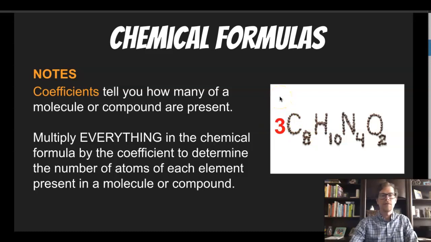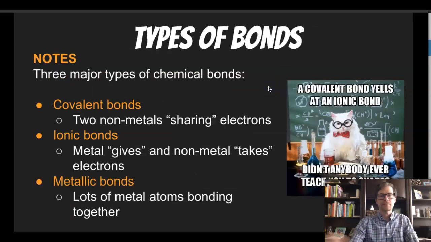And so the number of total carbon atoms present is 3 times 8. The number of hydrogen atoms present is 3 times 10, etc. So you multiply everything by the coefficient to determine the number of atoms present. We've got 3 of these, that means we've got 24 of these. 3 of these, 30 of these. And that's going to become pretty important when we get to balancing chemical equations in a different video.